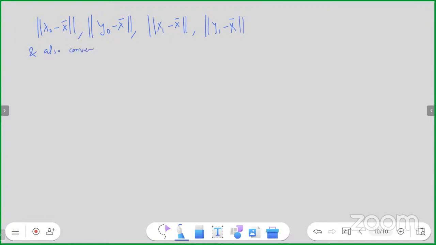So let's write this sequence: x0 minus x bar, y0 minus x bar, x1 minus x bar, y1 minus x bar. What kind of sequence is this? We've shown something. Consecutively, they are decreasing. So this sequence also converges. Not only these, if I look individually at the x's, they're converging. Similarly, this interlaced sequence also converges. So now from my 2 and 3, what do I get?